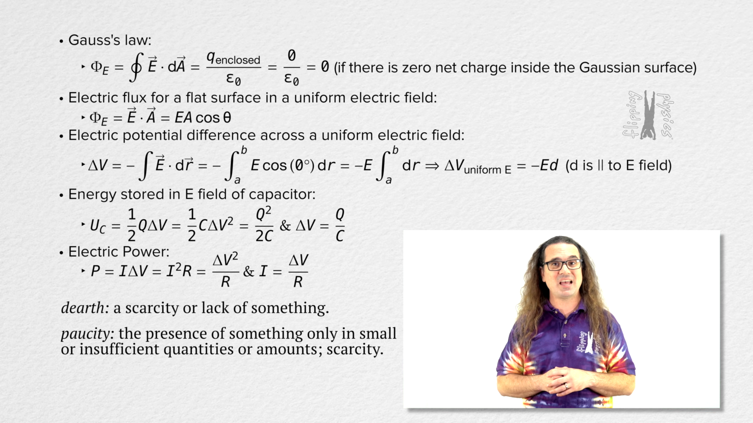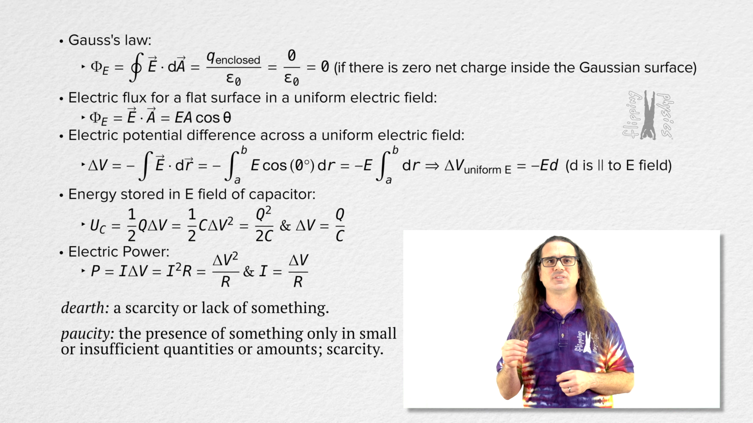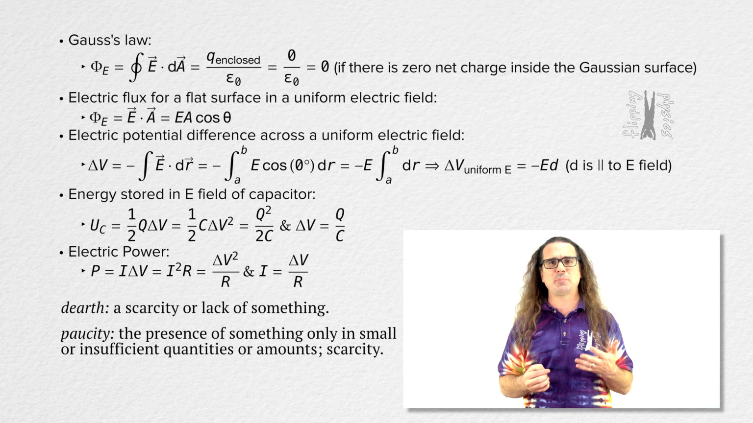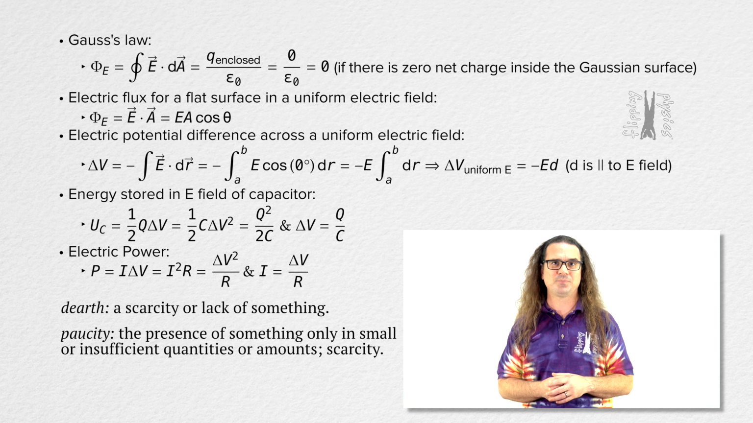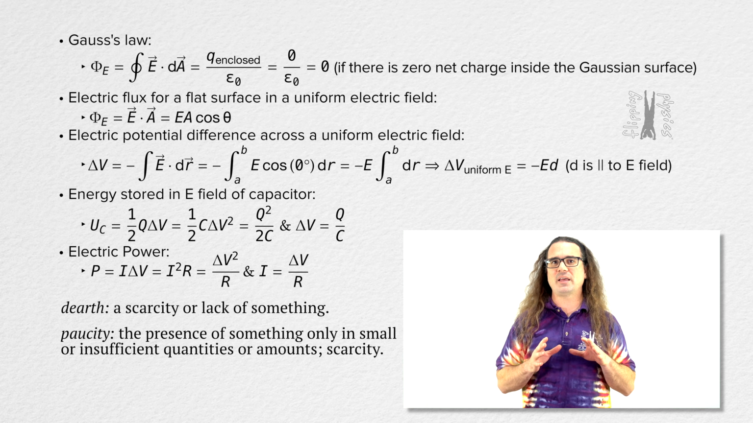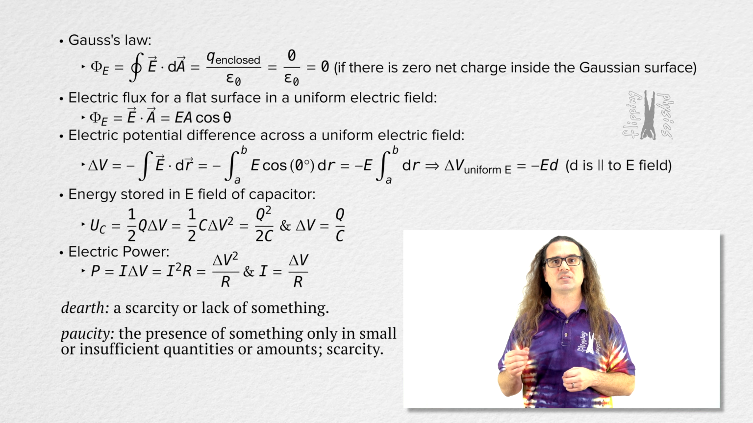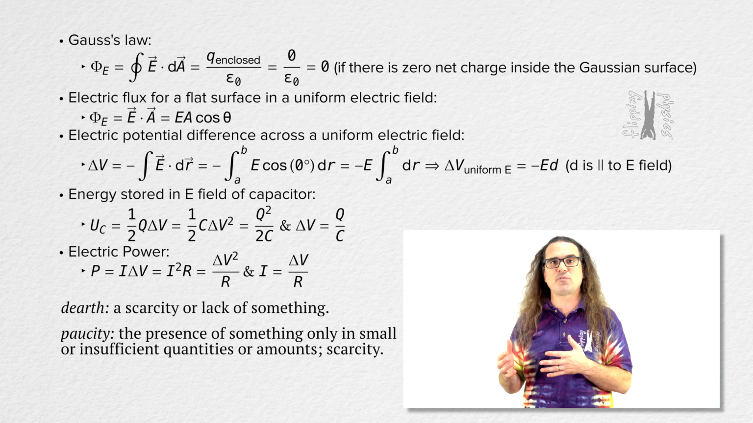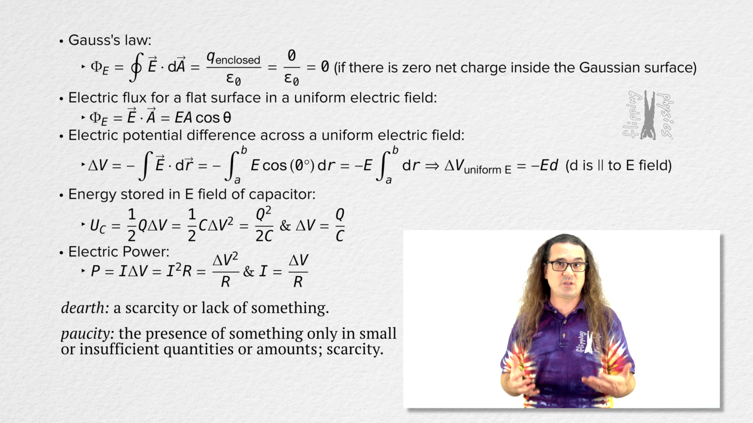Because of the paucity of time on the AP exams, having access in your brain to these equations can help reduce the amount of time it takes for you to solve problems, especially multiple choice problems. For example, knowing that electric power also equals current squared times resistance may require you to do fewer steps when solving a multiple choice problem. Knowing the equation for electric potential difference across a uniform electric field may also save you time.